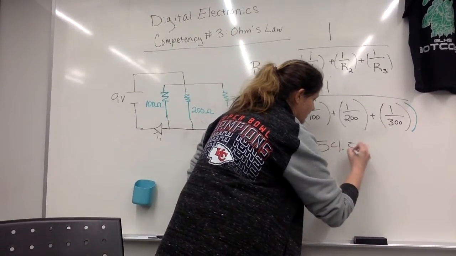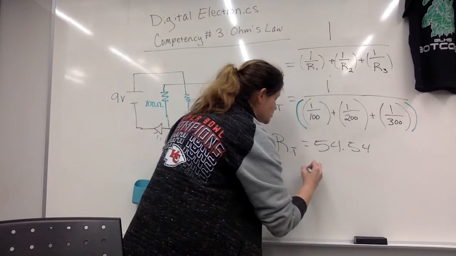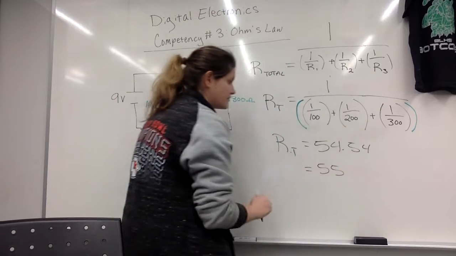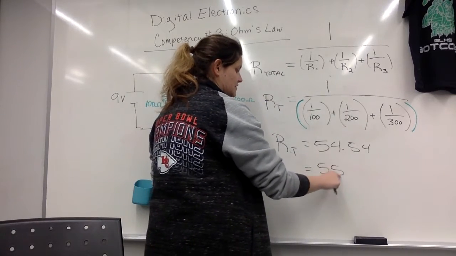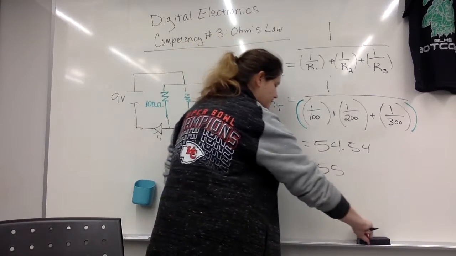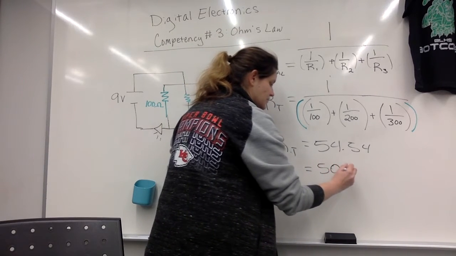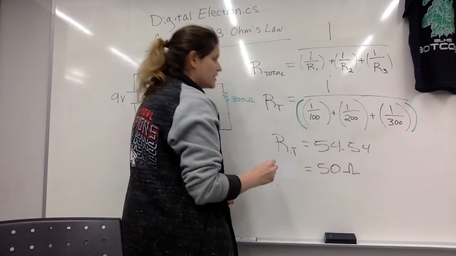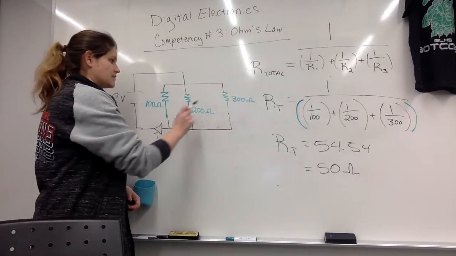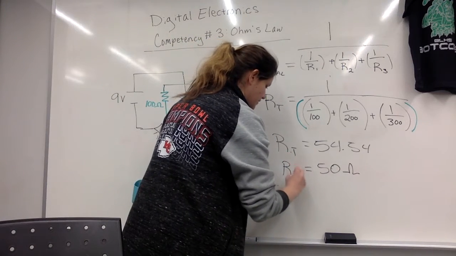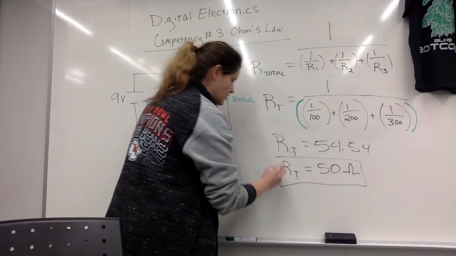So the final answer is 54.5454, blah, blah, blah, which would round off to 55 for 2 sig figs, or if we round off to 1 sig fig, just 50 ohms. Since I only gave you 1 sig fig in each of these values, 1 sig fig would be the appropriate amount of sig figs to have in our final answer.